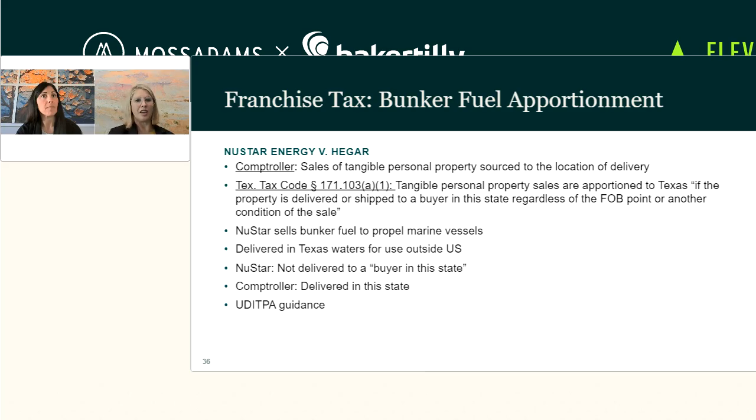So the other one is an apportionment issue. So, is this in Texas? Is this not in Texas? So, the New Star Energy case. New Star argued that the sales should be taxed where the ultimate destination of the fuel is, not where it's delivered. And so they believe that the place of market approach that was previously held in a court case is the place of the sale rather than the ultimate destination.